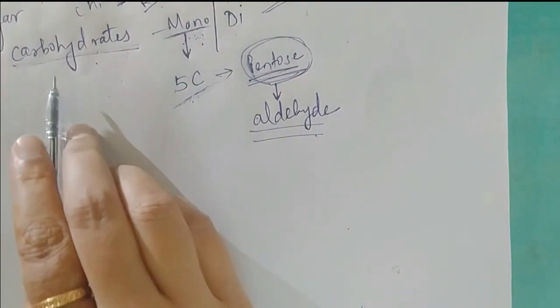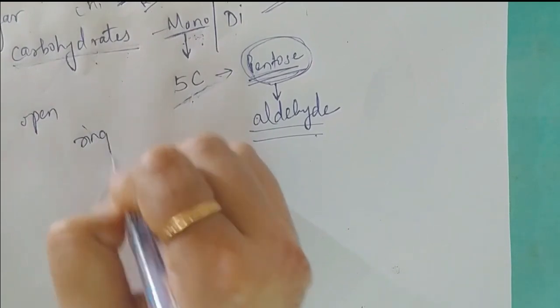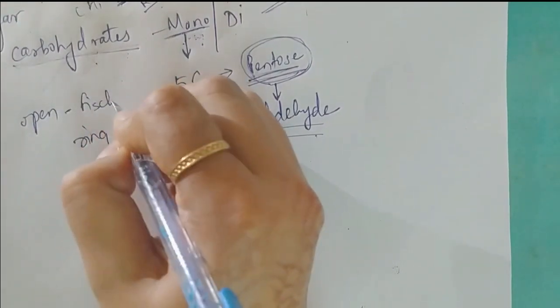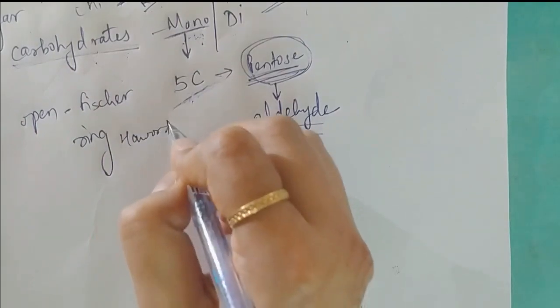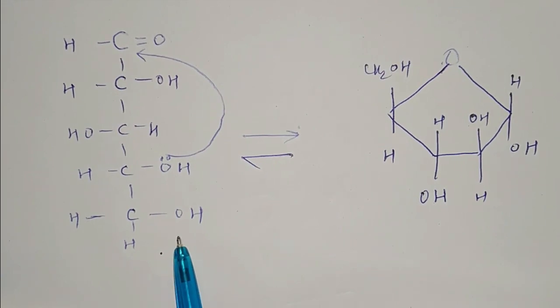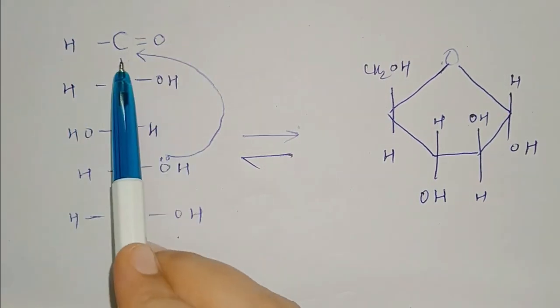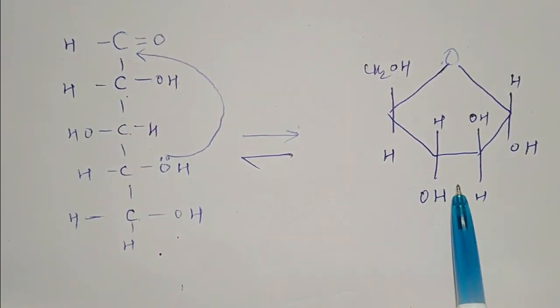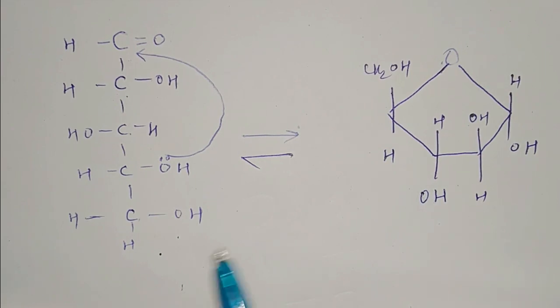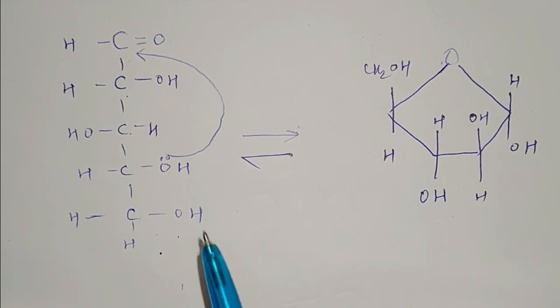Now, the carbohydrates can be found in both the forms, that is open chain form and ring form. The open chain form is called Fischer projection and ring form is called Haworth projection. Over here I have drawn the open chain form of ribose, that is our pentose, with 5 carbon atoms in the main chain. This is the aldehyde group, which is the functional group, and this is the ring form of pentose, that is our ribose. Carbohydrates can be found in both these open chain and ring forms, but predominantly they are found in the ring form. And the interconversion of open chain to ring form takes place due to cyclization.